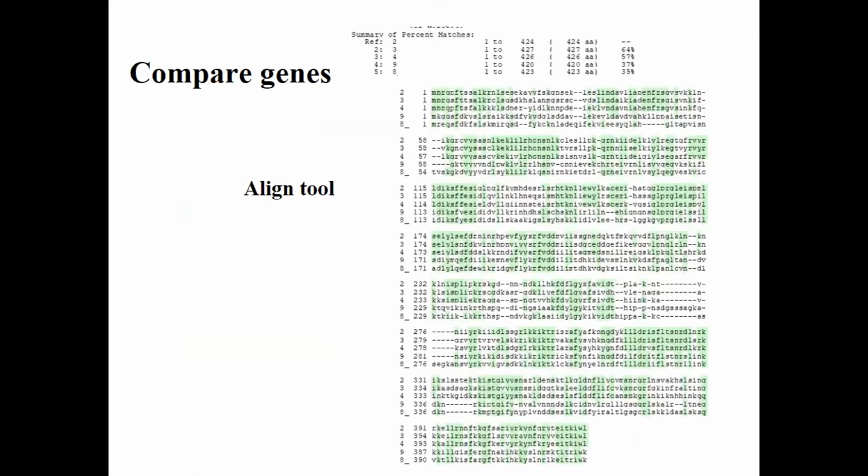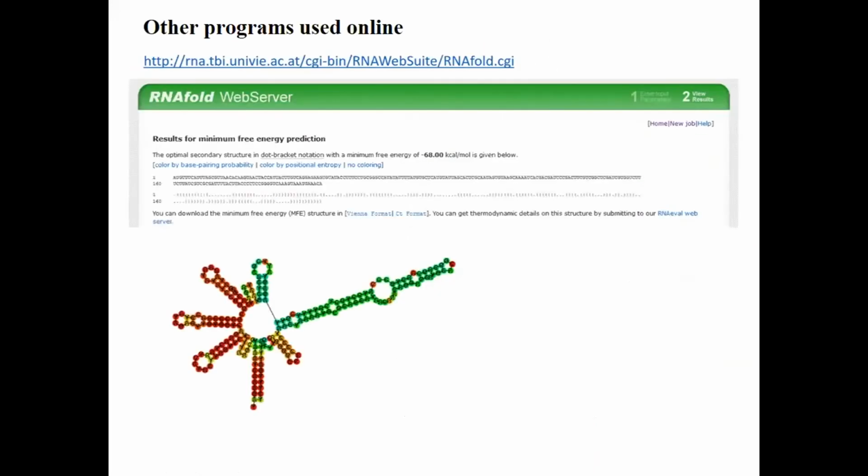Genes can be compared using the align tool of the program. This tool determines the distance and indicates the variability in every group of genes analyzed. Finally, we use an online program, the RNAfold server of the University of Vienna, to understand and infer the structure of the RNA molecule.